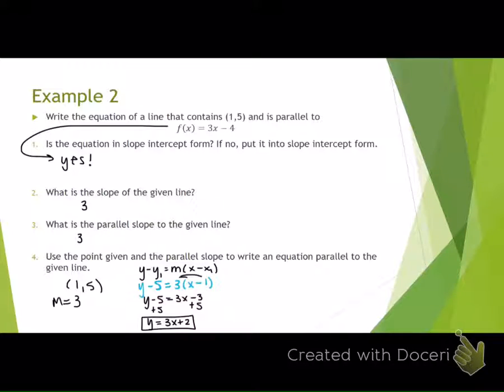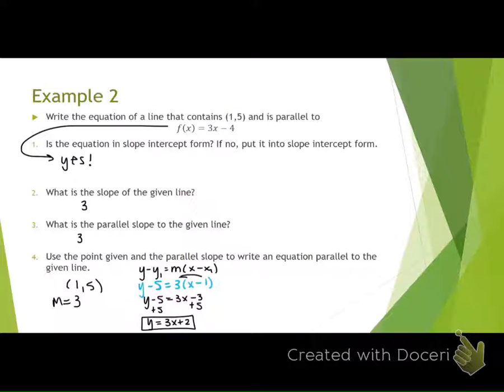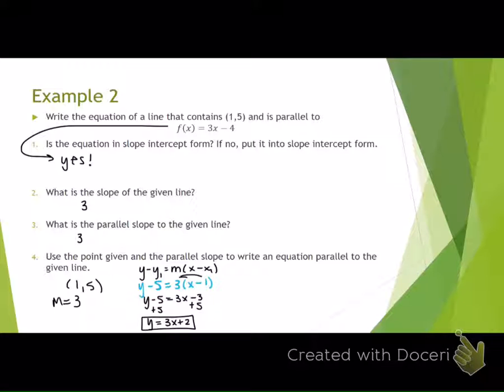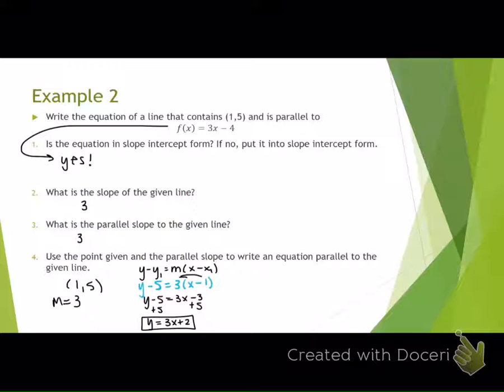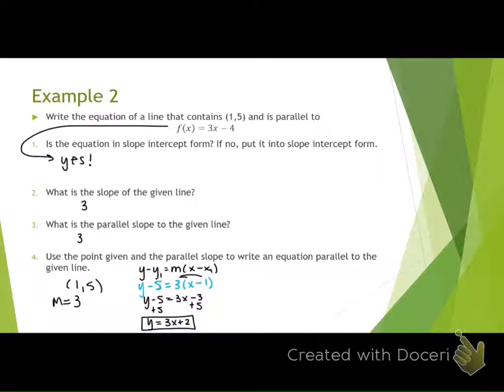Does that make sense? The first thing you're going to do is make sure your equation is in slope-intercept form. If it is not in slope-intercept form, you put it into slope-intercept form. Does that make sense? From there, you just look at the slope of the line, and that's the only thing you care about. You think about what is the parallel slope. Well, it's the same thing. It'll be different tomorrow when we talk about perpendicular, but for now it's the same. Okay? And then you use the point and your parallel slope to write your equation.